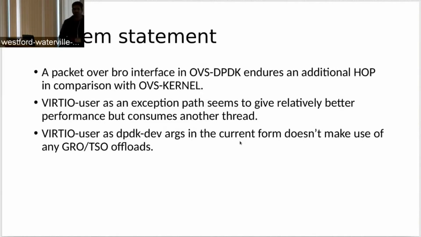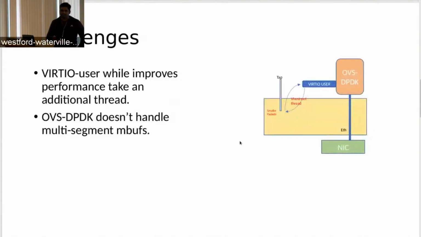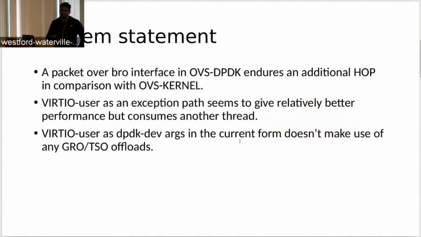When you move your data plane from kernel space to user space, there are applications which actually make use of the kernel TCP/IP stack. And when we moved to DPDK, we figured out that the performance for those applications was actually dropping. The reason for that is that the VR0 interface is handled by the non-PMD thread, and that's the vSwitchd main thread.